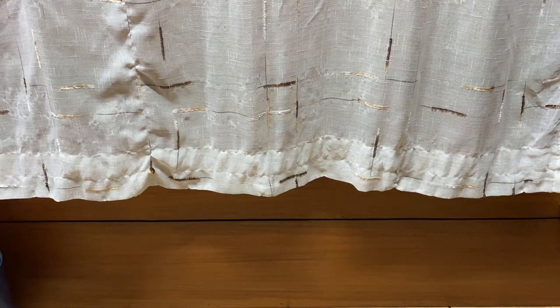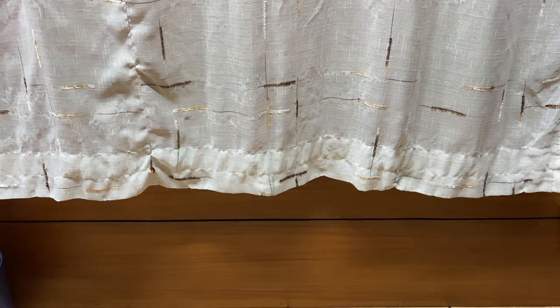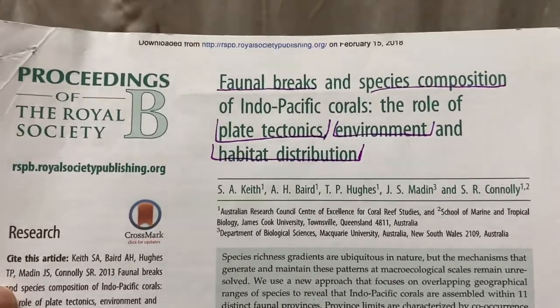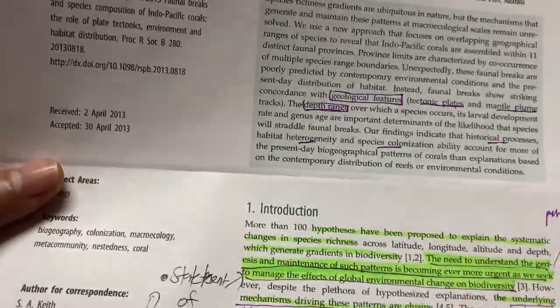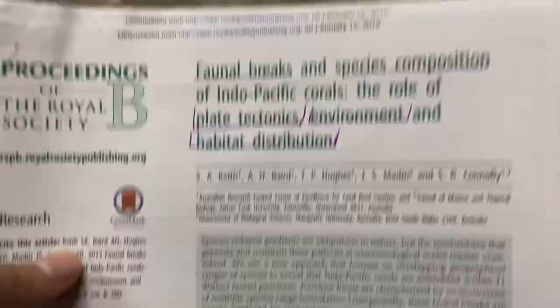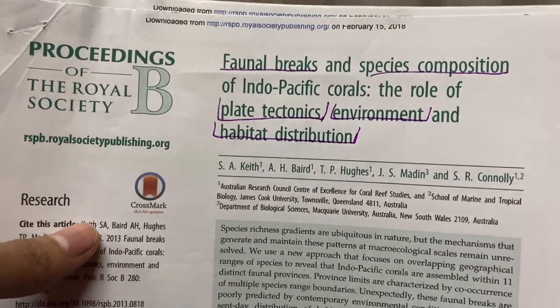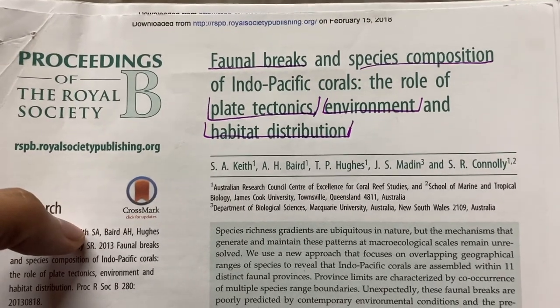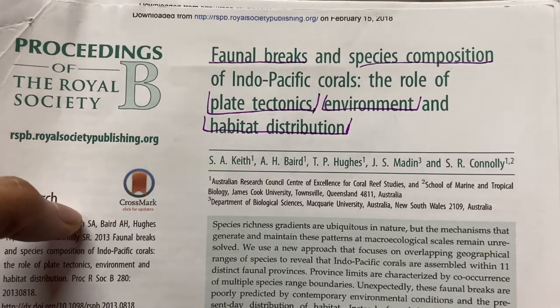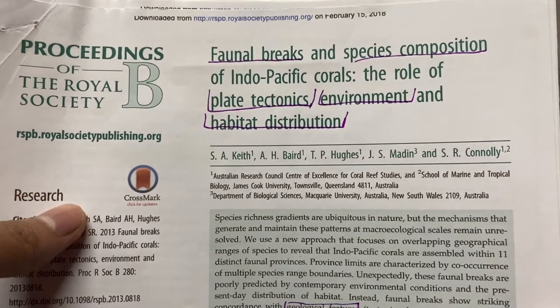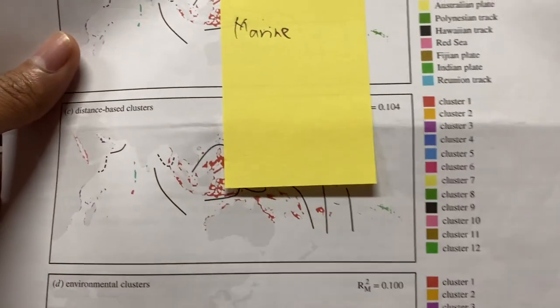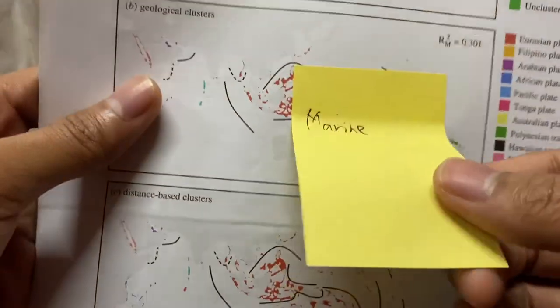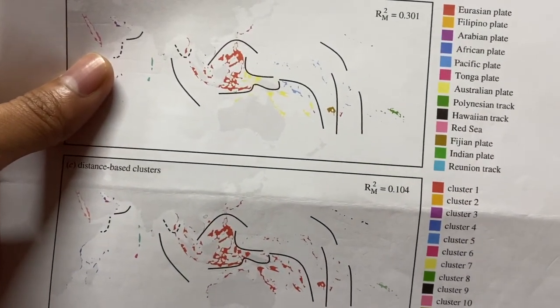And of course, the last important one in that set would be the case of marine system. So the faunal breaks and species composition of Indo-Pacific corals and the roles of plate tectonics in the clustering analysis. For this reading, I'd like you to skim the part that talks about the methodology because you don't really need that and it is heavily based on some statistical analysis that some of you probably didn't encounter in your Bio 101 class. And the most important part is where it talks about the different marine clusters for your Indo-Pacific corals.